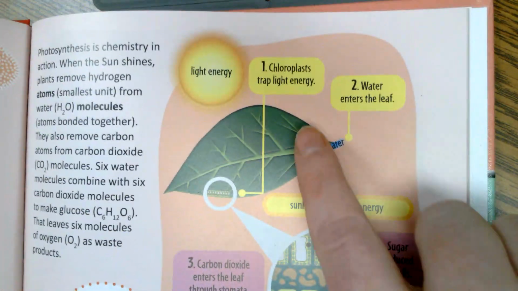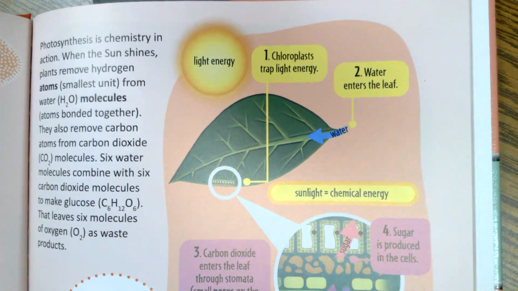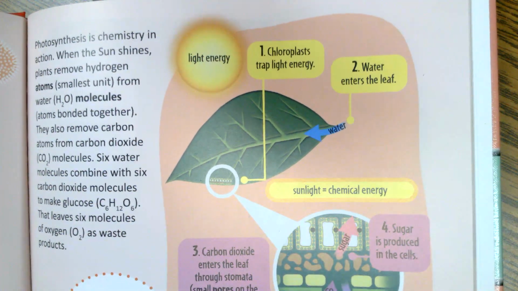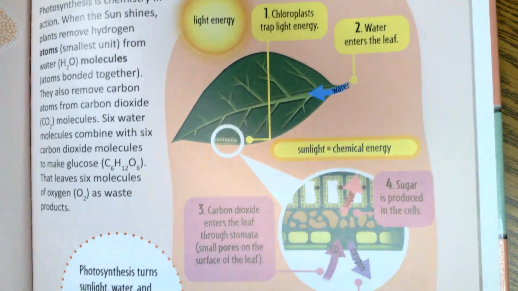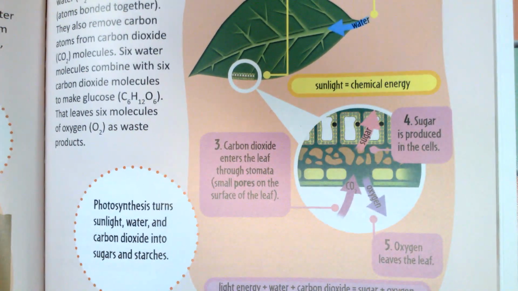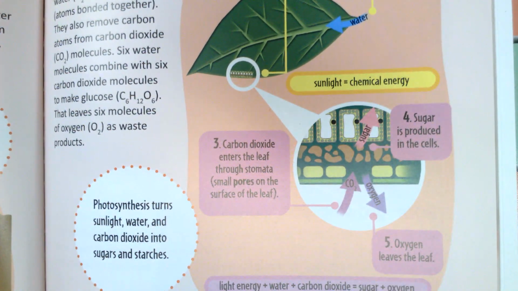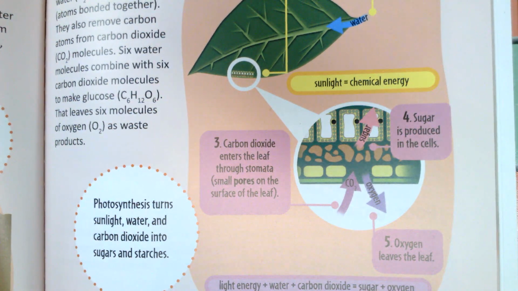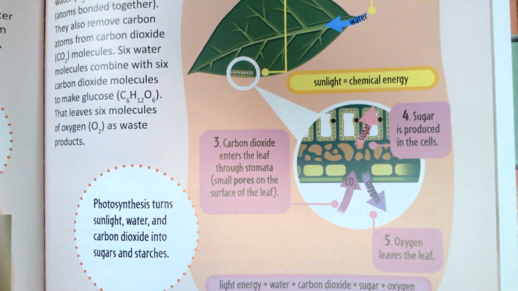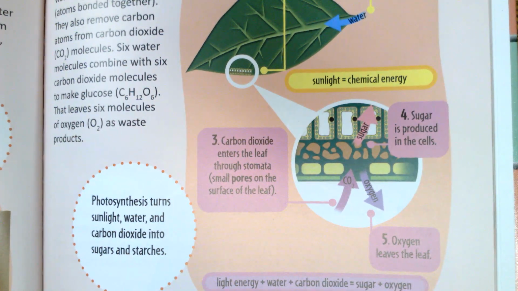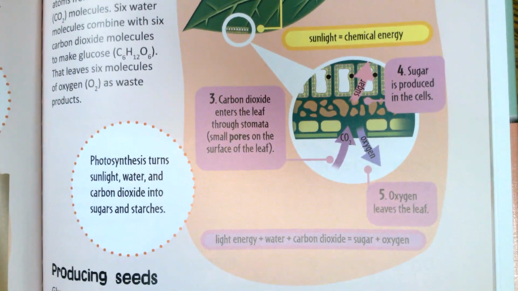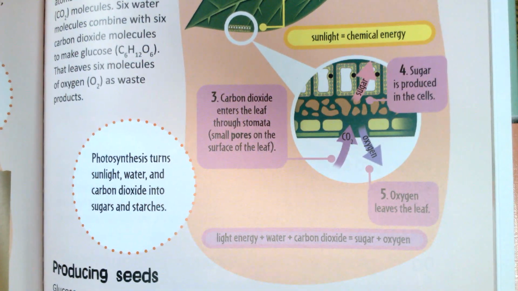So the first thing, chloroplasts trap light energy. 2, water enters the leaf. 3, carbon dioxide enters the leaf through the stomata, small pores on the surface of the leaf. Then sugar is produced in the cells. And then finally, oxygen leaves the leaf.